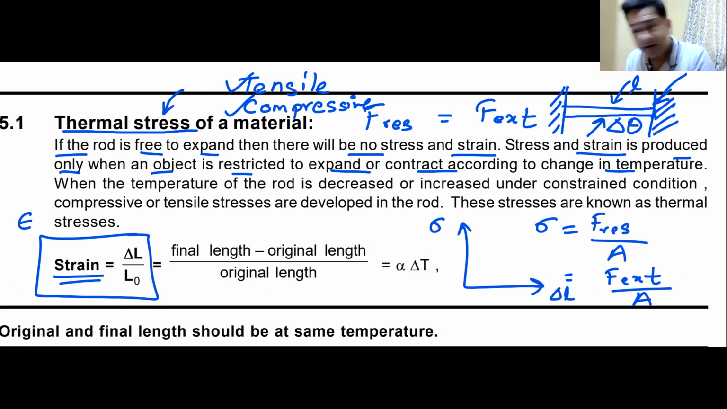Compressive. Why compressive? Because two ends are fixed. Because it is fixed, that's why it's compressive, right? The logic is right, but the answer is wrong. It is tensile stress. Amazed? Yes or no? Yes, sir. Why are you amazed? The answer is tensile. Correct answer is tensile. Now you have to understand what is happening here.